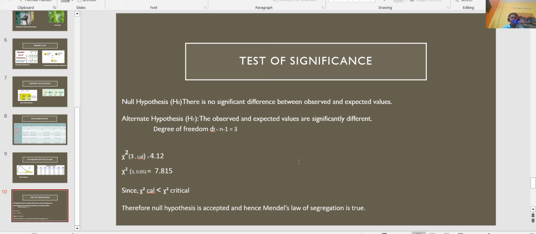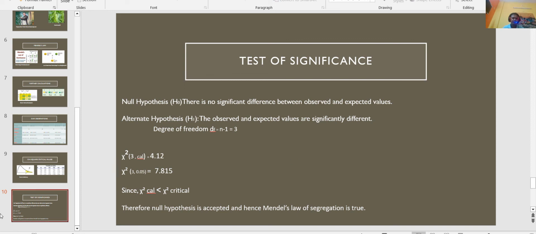To begin with, we assume that the null hypothesis H0 is true, that there is no significant variation between the observed and expected values. This is our null hypothesis. The alternate hypothesis is the other way around, that the observed and expected values are significantly different. The degree of freedom: total observations we have is 4, and 4 minus 1 is 3. The chi-square value we calculated previously is 4.12.